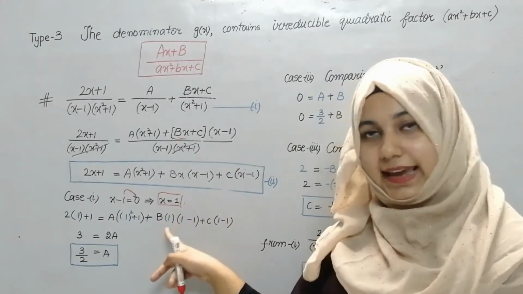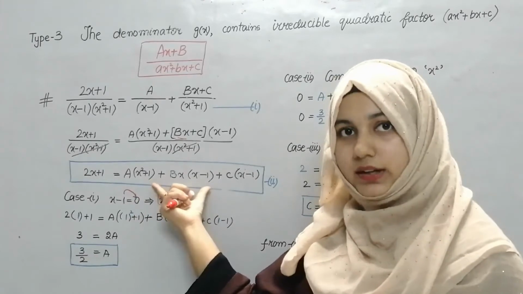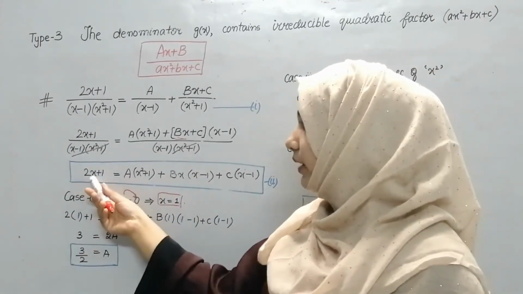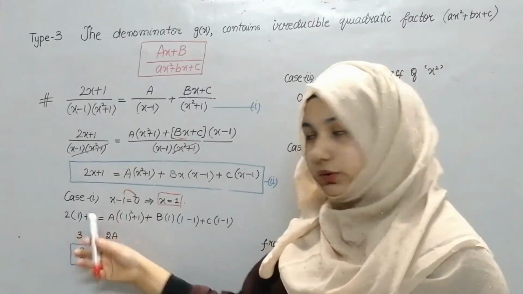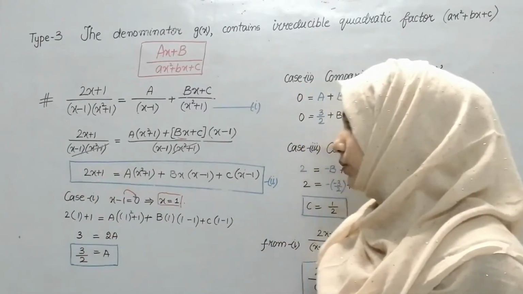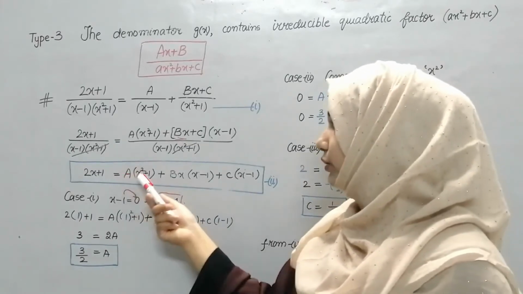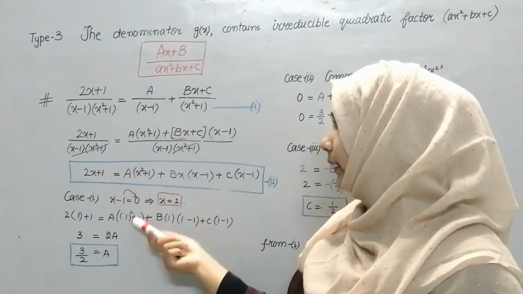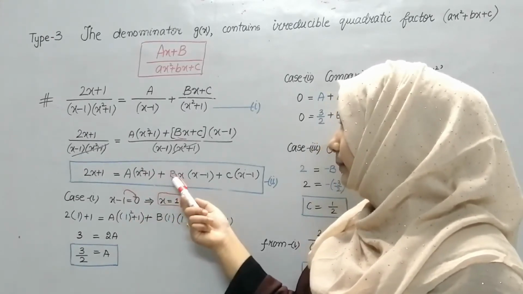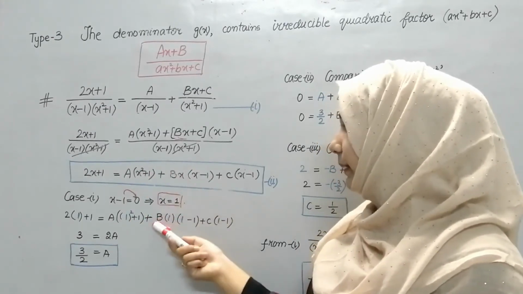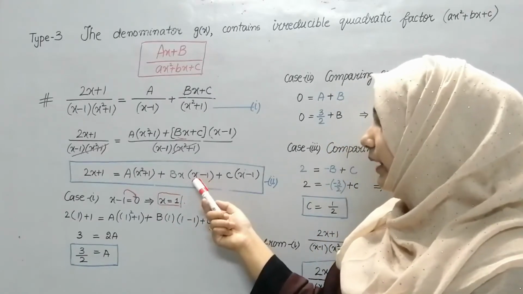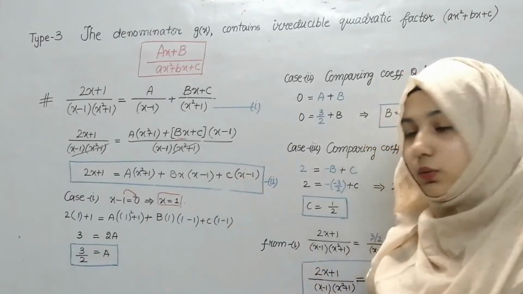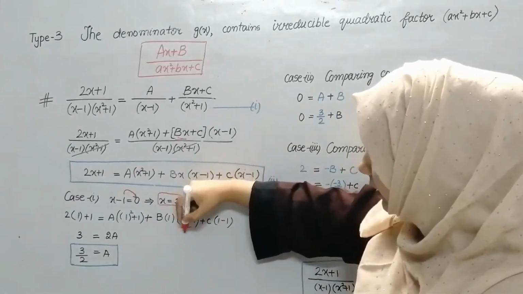So wherever I find x in this equation, equation 2, I'm going to write 1 instead of x. So here 2 into what is the value of x? 1. So I wrote 1. Then plus 1 as it is. Next A into x square, x's value is 1. So 1 square is 1 only, plus 1 as it is. Now plus B into what is the value of x? 1. So B into 1. Now x minus 1, value of x is 1. 1 minus 1. Now plus C into 1 minus 1.